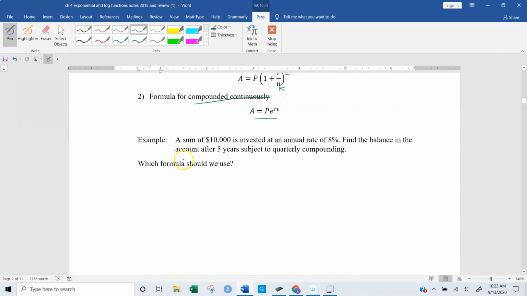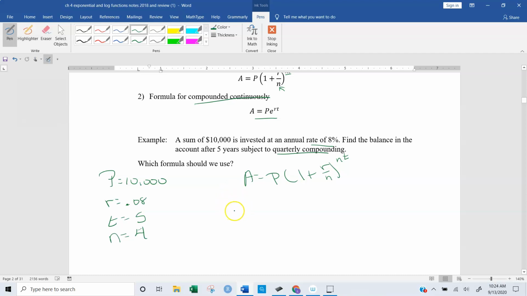Okay, the sum of $10,000. So let's write this down. P is 10,000 because that's what we're starting off, our principal. Interest at an annual rate of 8%. So our interest rate, we put that into a decimal form. Find the balance in the account after 5 years. So I know t is equal to 5, subject to quarterly compounding. So n stands for how many times it's compounded, and it is 4 times. So it's compounded quarterly. We're using A equals P times (1 plus r over n) to the nt power.